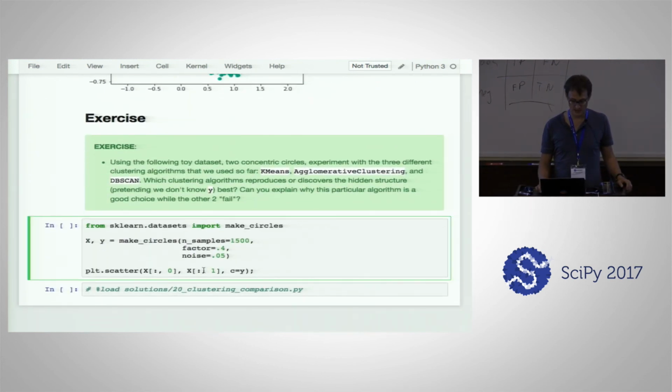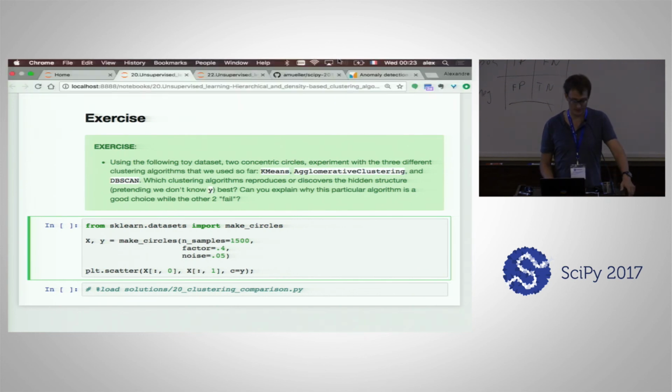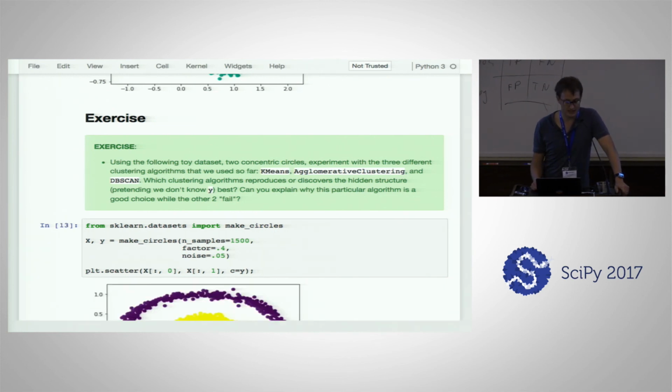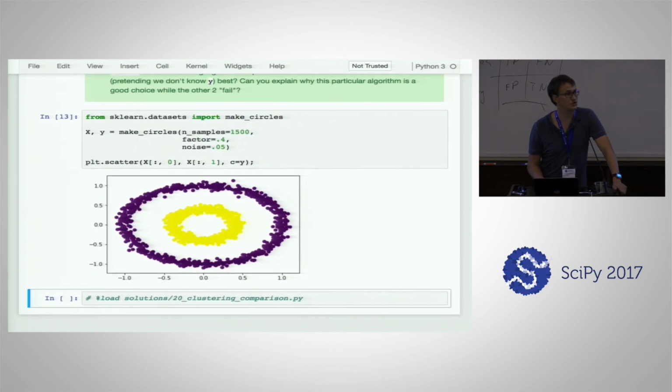So let's see now. So this exercise, and you have 7 minutes to do it, is to try to apply k-means and agglomerative clustering to these 2 circles data sets and see which one works and explain to me why it doesn't for some of these models.